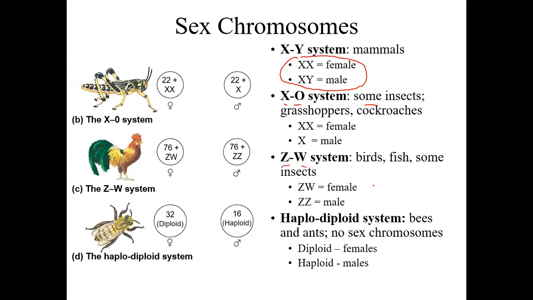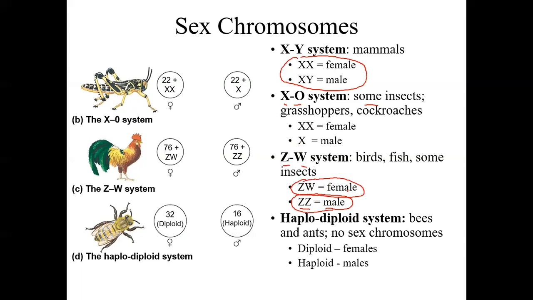We have the ZW system, birds, fish, and some insects. This was the FRQ a couple of years ago. You didn't have to memorize it. It gave you a scenario that clarifies what's going on. But in this case, it's interesting that the males are the ones that are homozygous, and the females are the ones that are going to be more likely to express a sex-linked trait.